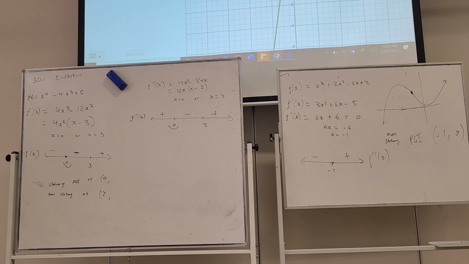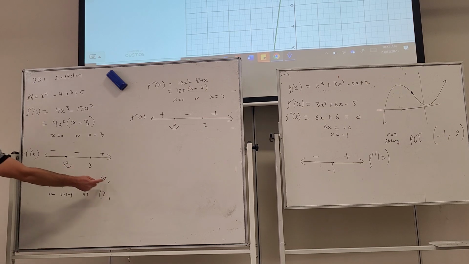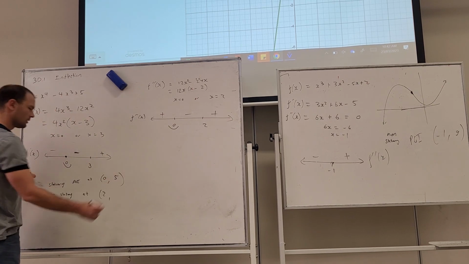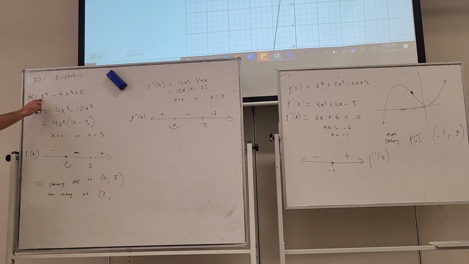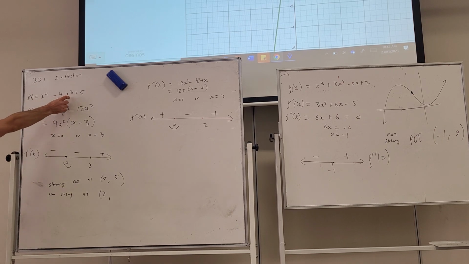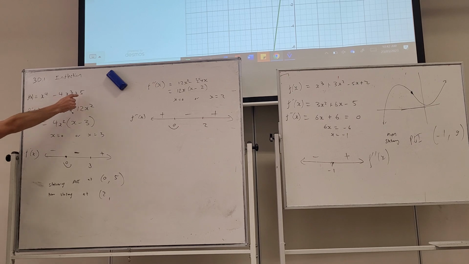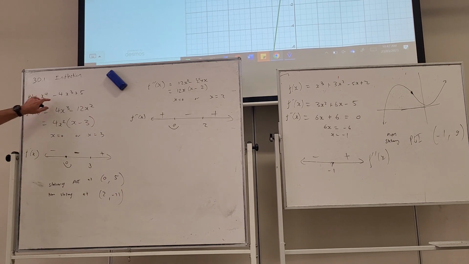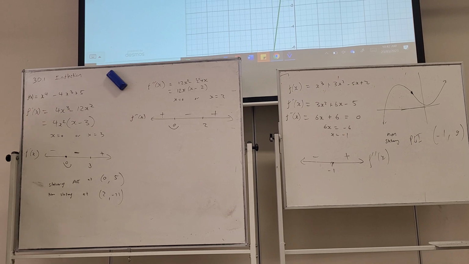So we can determine the y value by putting it into the original function. So we have stationary at 5, and if we put 2 in, we're going to have 16, take 4 times 8, 32, so minus 32, plus 5, which gives minus 11. Yep, I'm happy with that. So that's what we've uncovered. This is the new part, when we've got stationary points of inflection and when we have non-stationary.